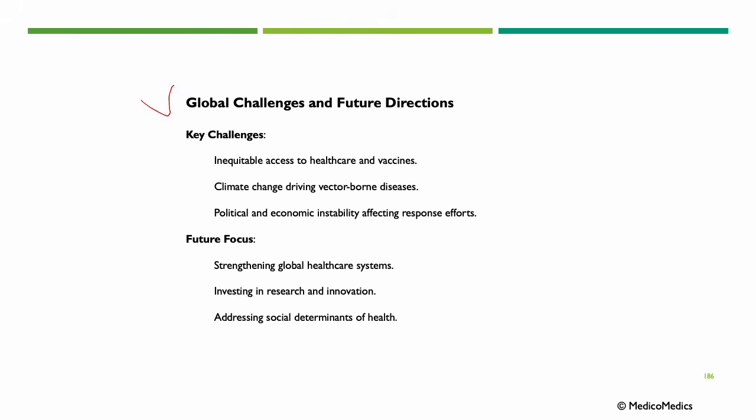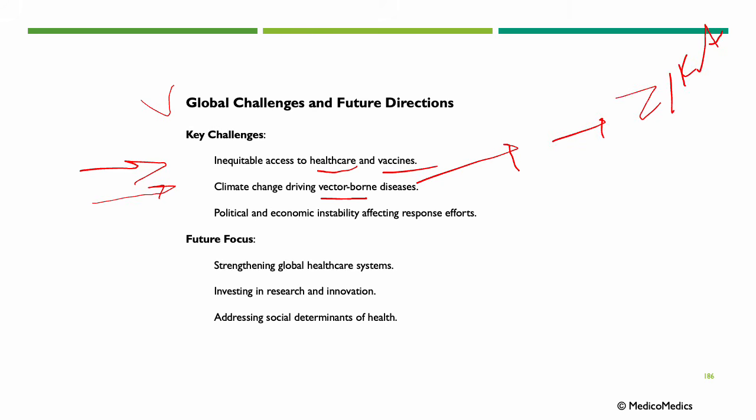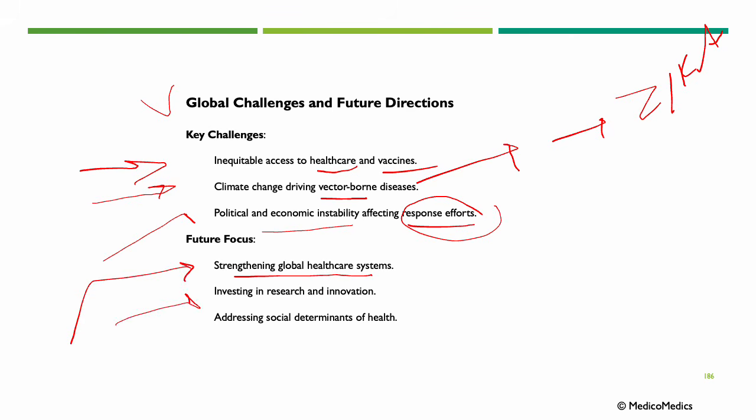So some global challenges and future directions. Some key challenges include poor access to healthcare and vaccines, climate change driving vector-borne diseases like mosquito spread, for example, leading to the increase of the Zika virus, political and economic instability affecting response efforts. Future focus: strengthening global health systems, investing in research and innovation, and addressing social determinants of health.